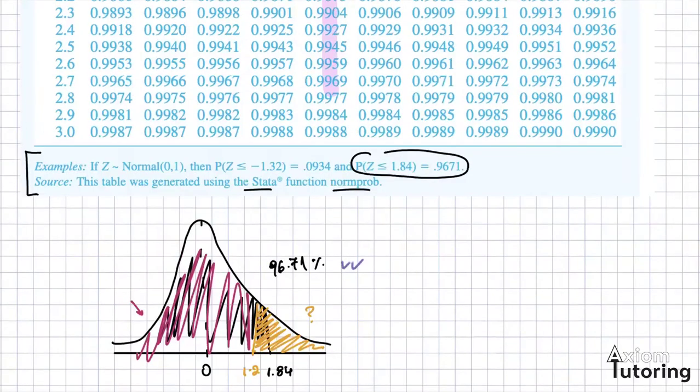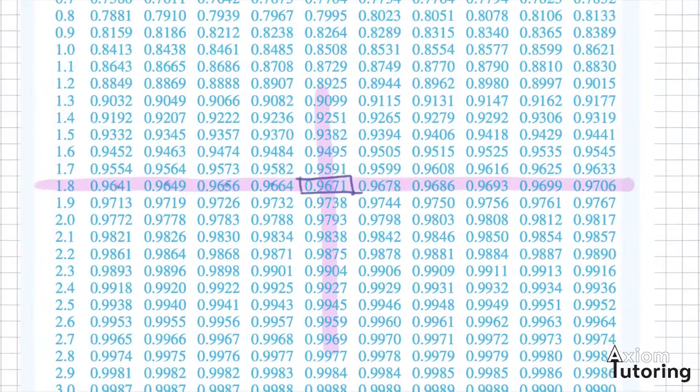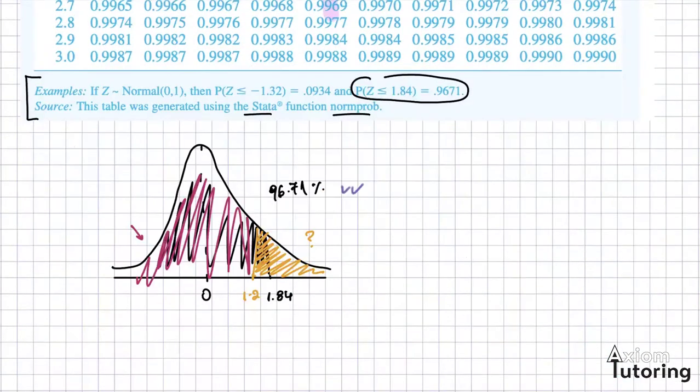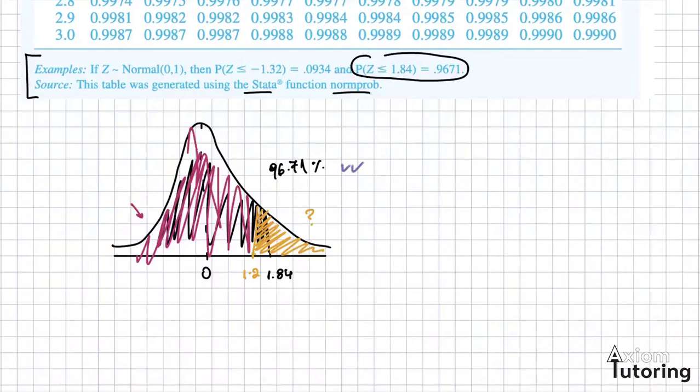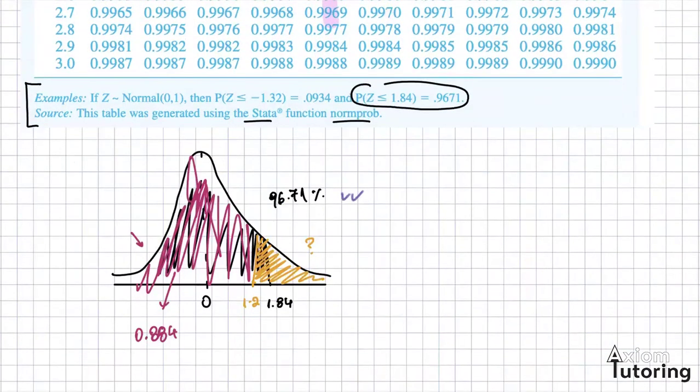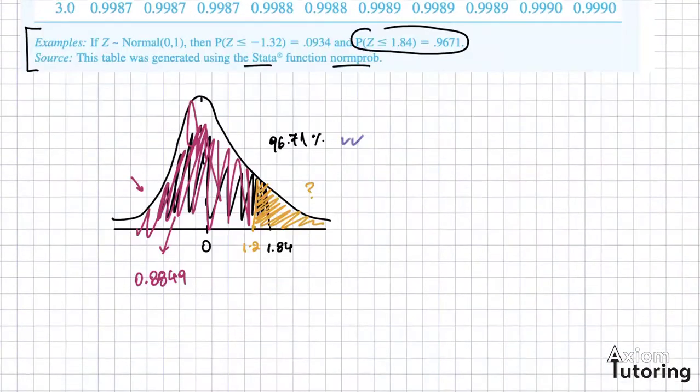In this particular case for 1.2, we're going to find the line that starts with 1.2. We don't have anything after the 2, so we're just going to stop at the first number that we have in here. So the information given is that this shaded red area is 0.8849, which means now you are the one that needs to do that computation to get the orange shaded area probability.